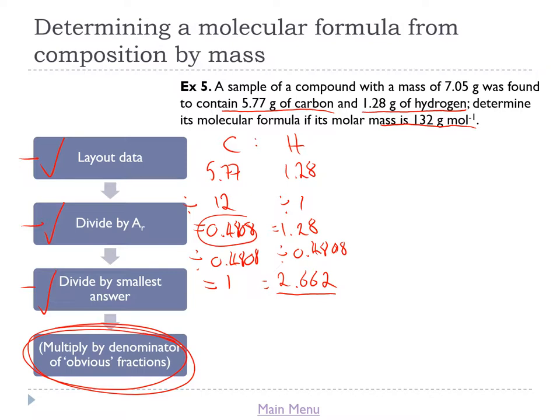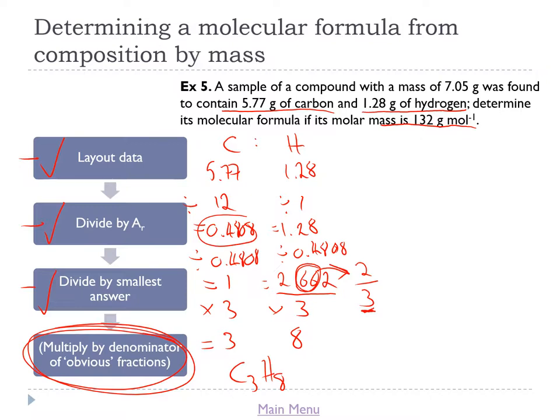Now this 0.66 here, okay, that should look suspiciously to you like 2/3. 2/3 is 0.666666, you know, 0.67. Okay, so the denominator of this obvious fraction is 3. So we're going to multiply both our answers by 3, so 1 times 3 and 2.66 times 3. And if we do that, we get an answer of 3 for carbon and 8 for hydrogen. So our empirical formula is C3H8.